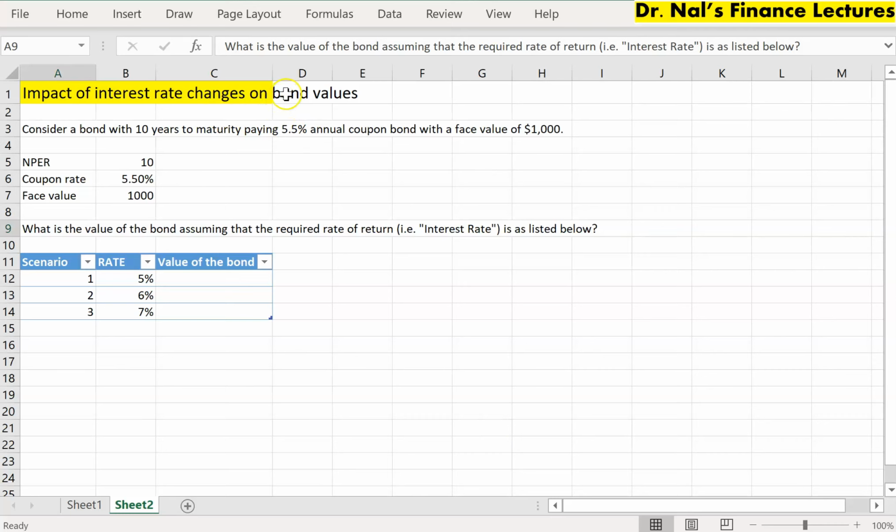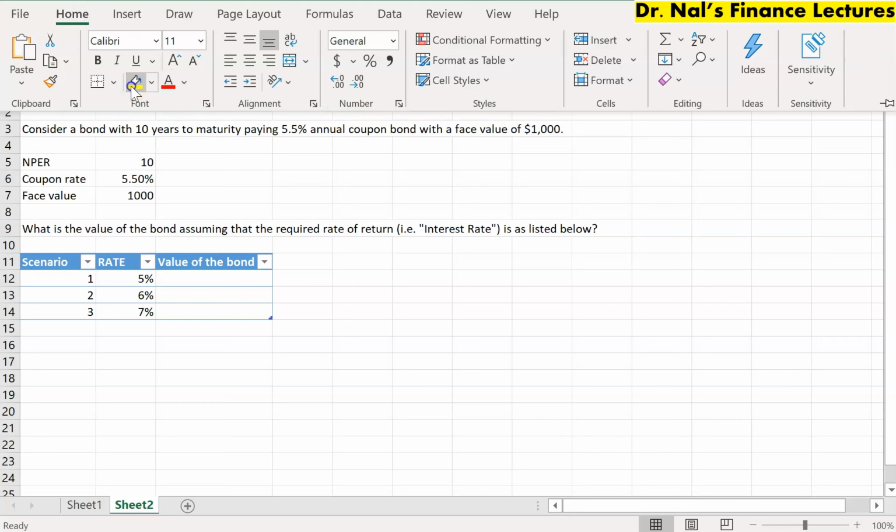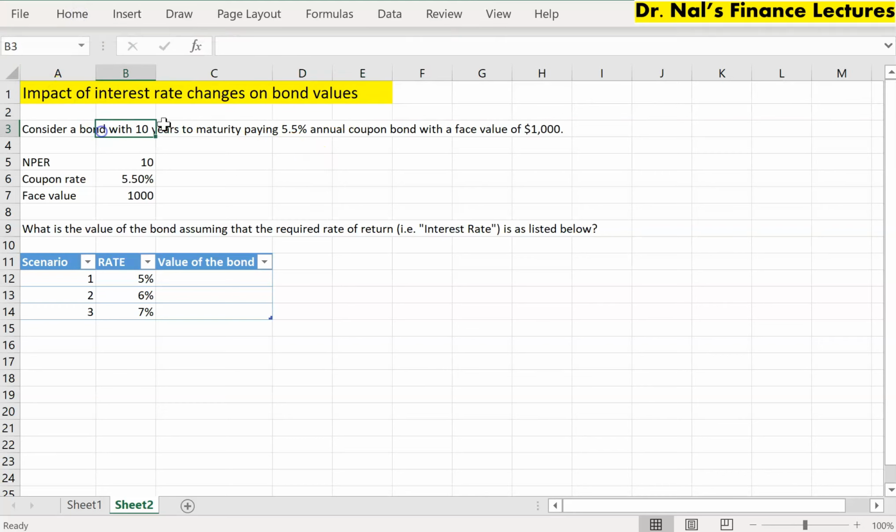Hello, everybody. In this portion now, we will be going over changes in interest rates and how they affect bond values. So what we will do is consider the following bond, which has 10 years to maturity. It pays a 5.5% annual coupon, and the face value is $1,000. So that 5.5% annual coupon is 5.5% of the face value. So 5.5% times $1,000, which is, I believe, $55.